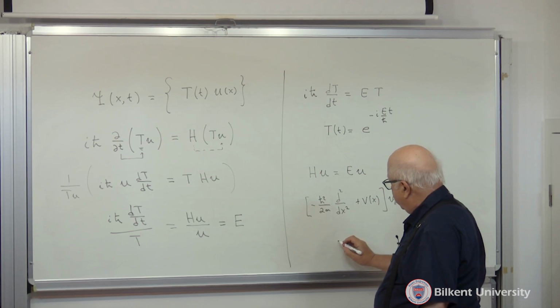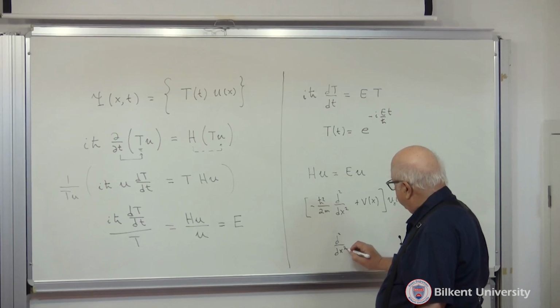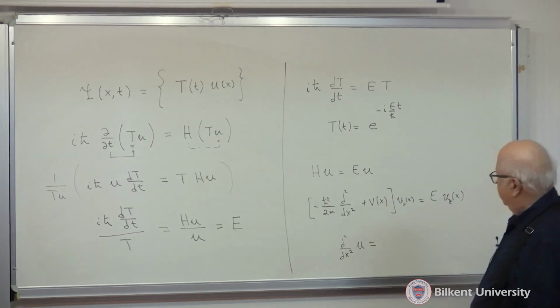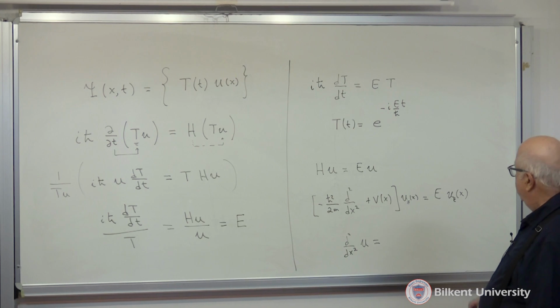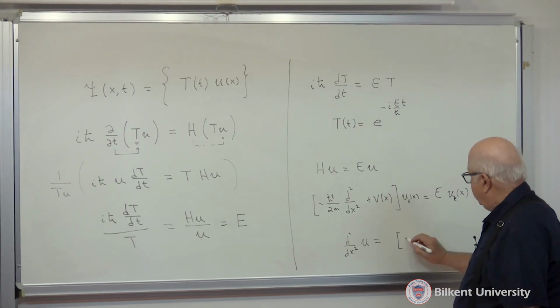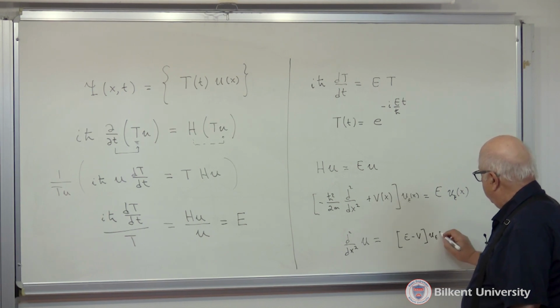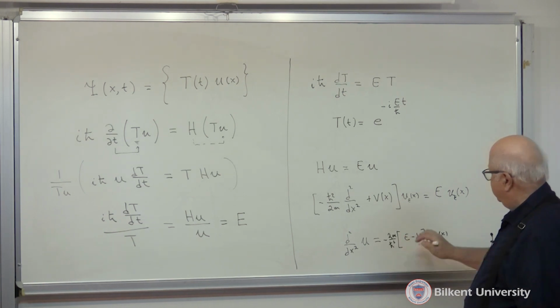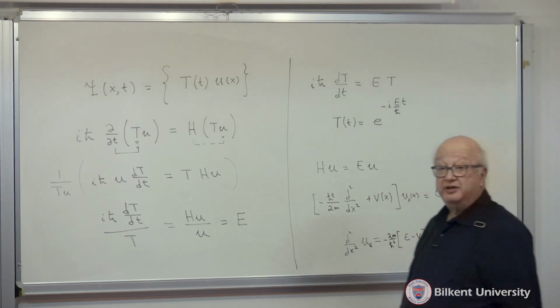Let me rewrite this equation. Let me put this as d squared dx squared u is equal to, I'll move everything to the other side. So it's going to be E minus V times U E of X. And there will be a coefficient, which will be minus 2m over h bar squared. Okay, so I have just rearranged the terms in this equation.